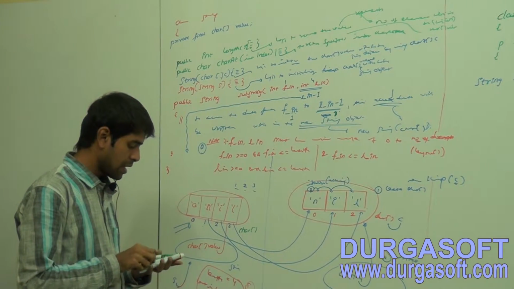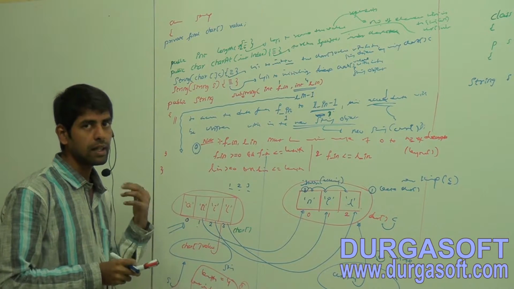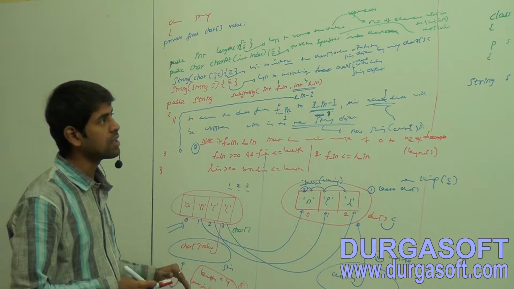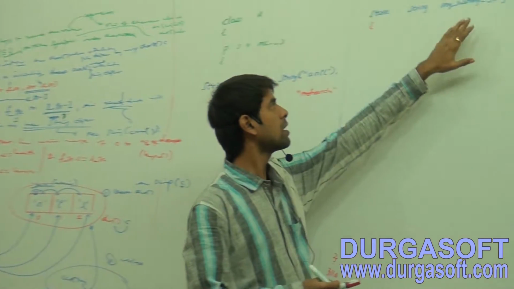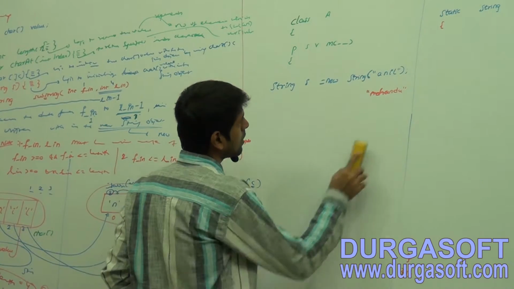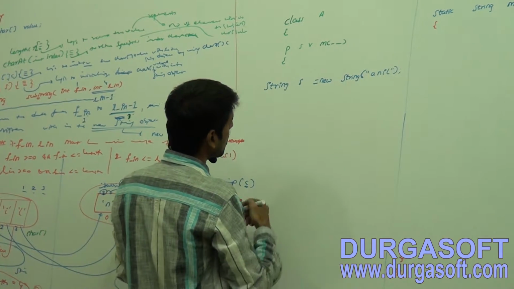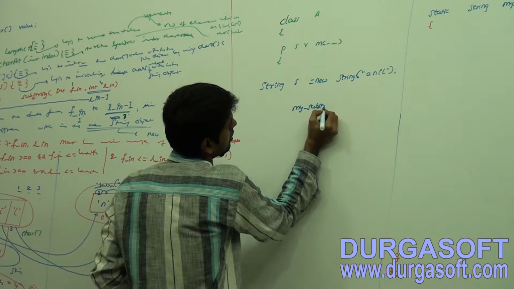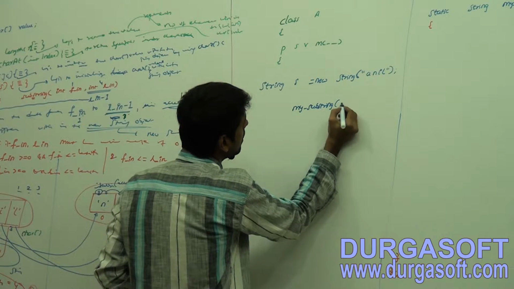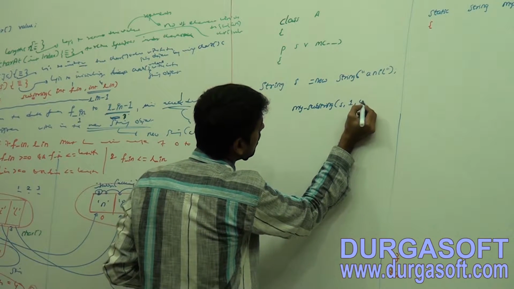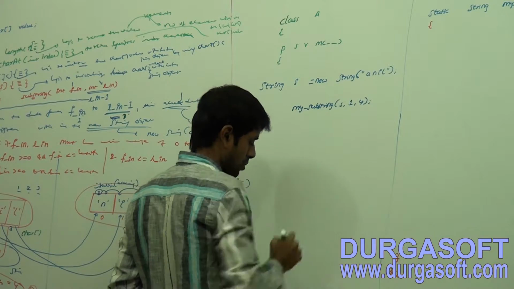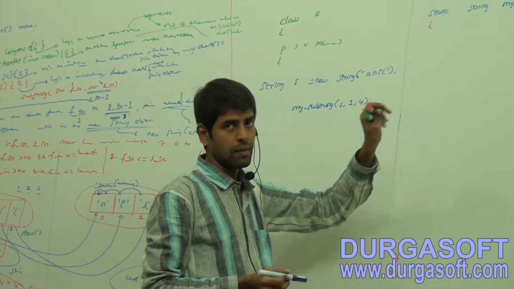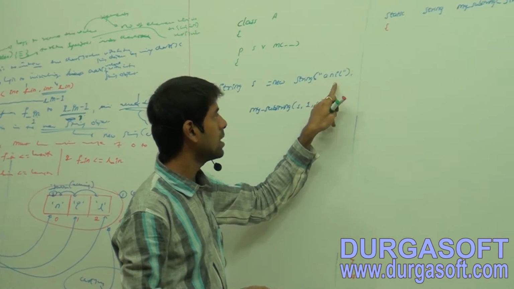Now let me first get the number of elements available within this string object. This is our argument right here. Now let me call this method, my substring of s comma 1 comma 4. Now observe, it should return the substring, right? That is a substring of the specified string.